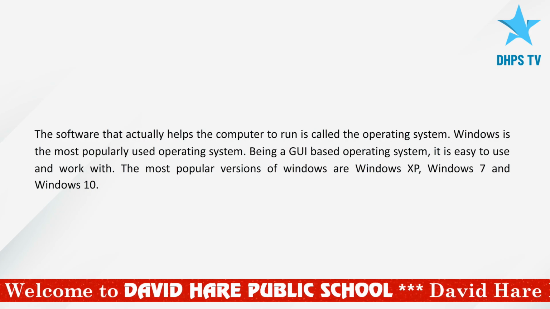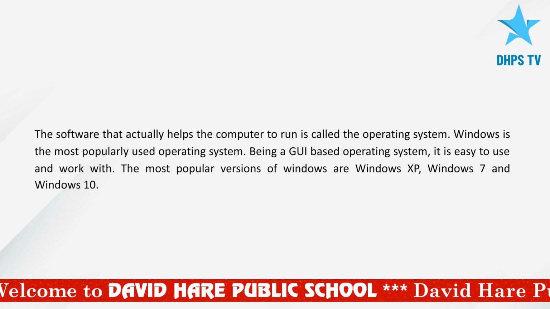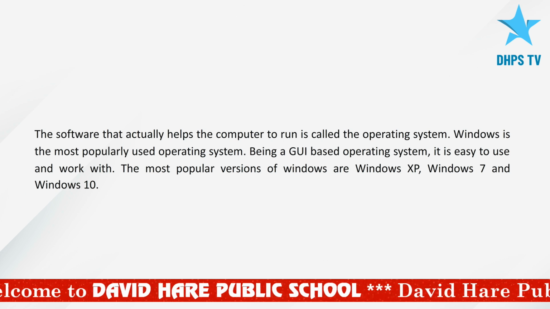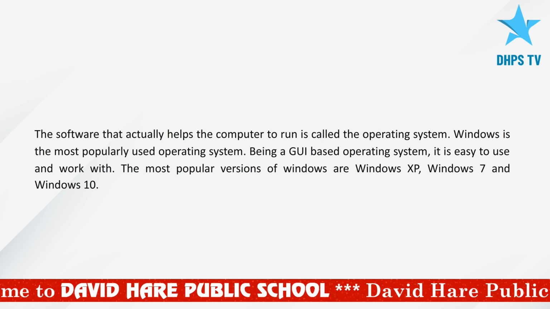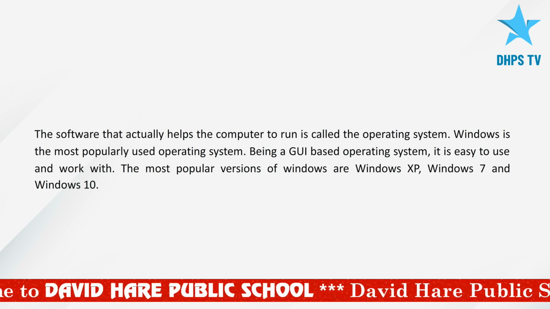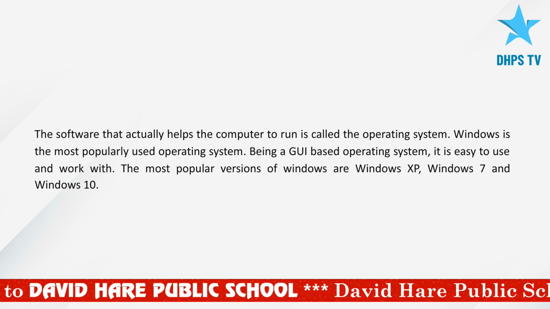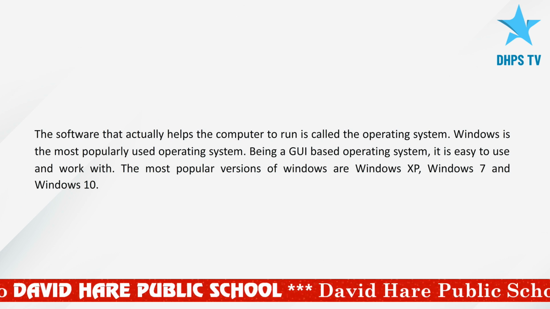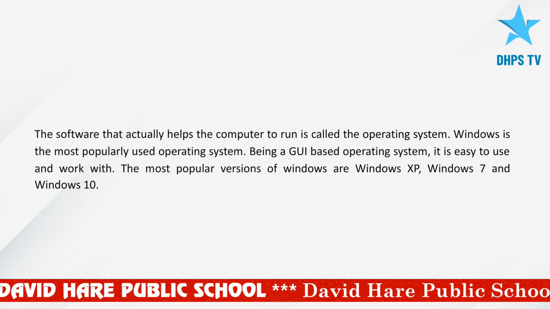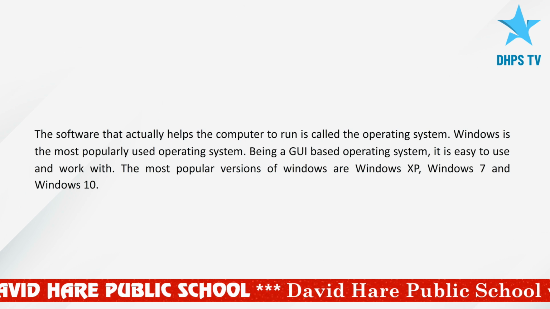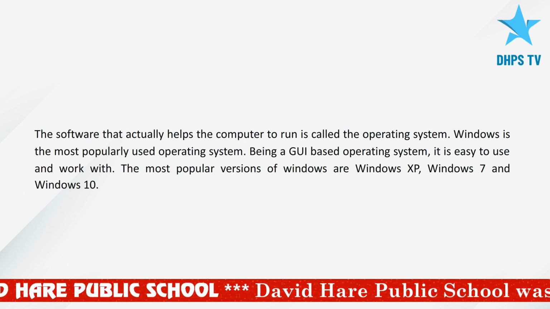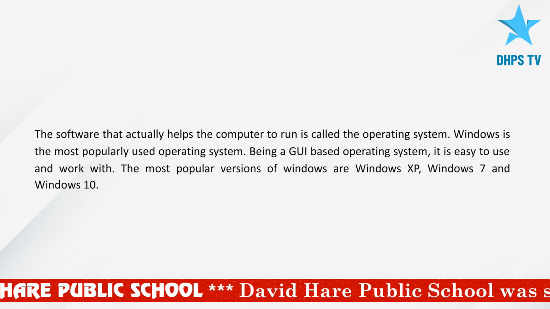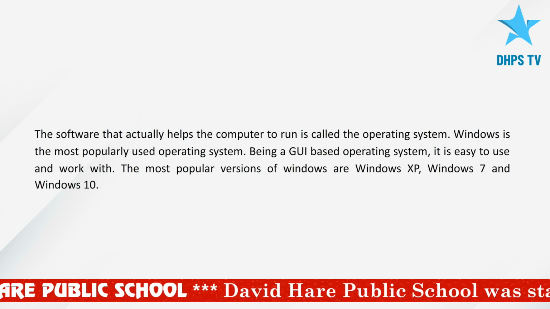The software that actually helps the computer to run is called the operating system. Windows is the most popularly used operating system. Being a GUI-based operating system, it is easy to use and work with. The most popular versions of Windows are Windows XP, Windows 7 and Windows 10.